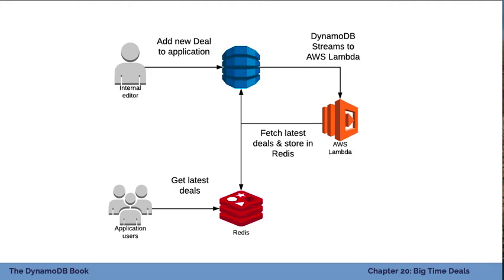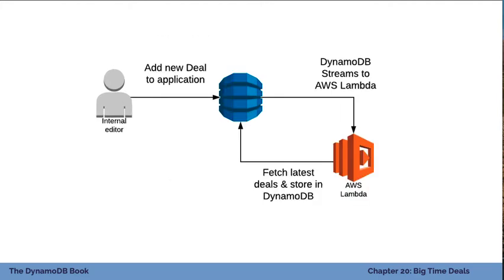This adds some complexity here, because now you have not only streams and Lambda, but you also have this different data store. So you can actually take out that Redis data store if you wanted to and do it all in DynamoDB. And what it would look like is a similar pattern here. That internal editor adds a new deal to the application. That puts that deal on the stream, invokes your Lambda function.